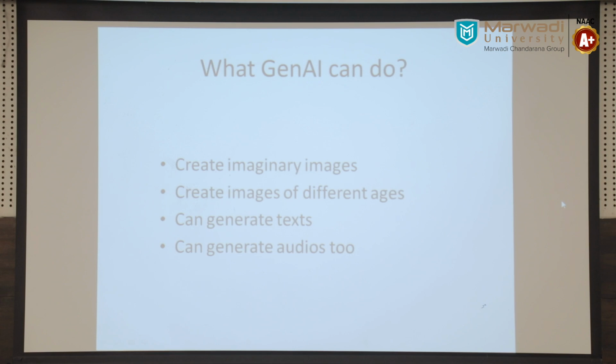So, what can AI do? Generative AI, what can it do? It can create imaginary images. It can create images of different ages. It can generate text, and it can generate audio too. So these are all the ways in which generative AI can work. We haven't seen examples for generating text and audio yet, right? So how does it generate text? Have you ever come across generating text with AI? Yes? No?